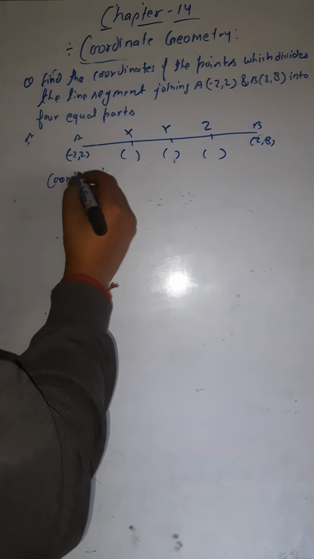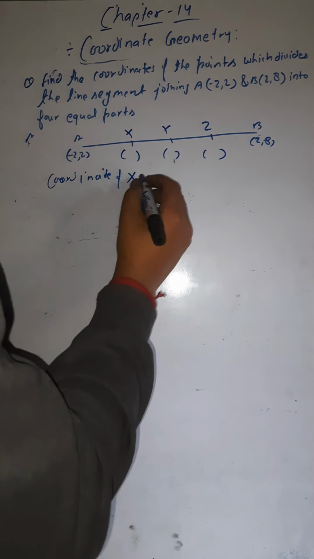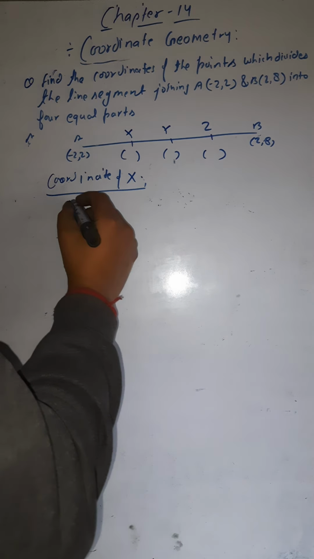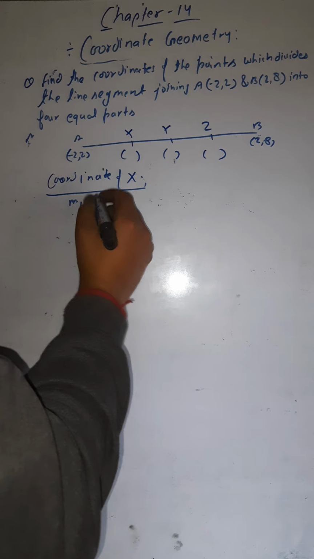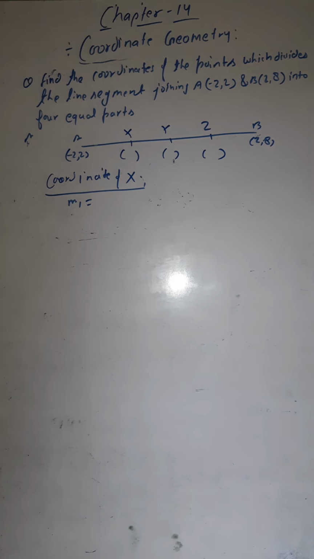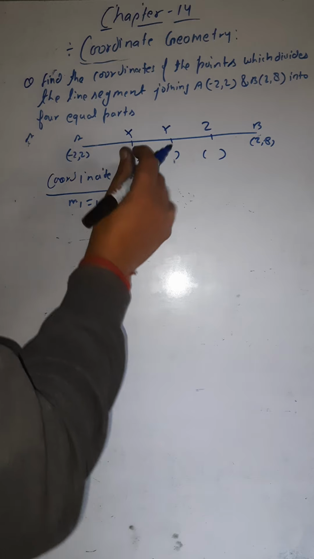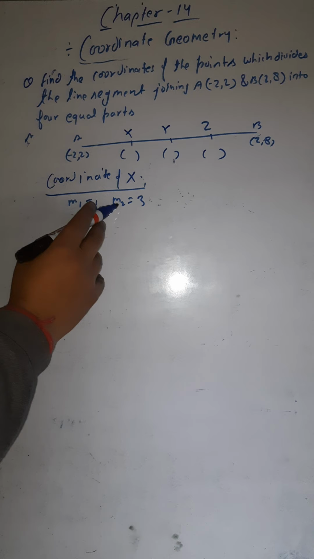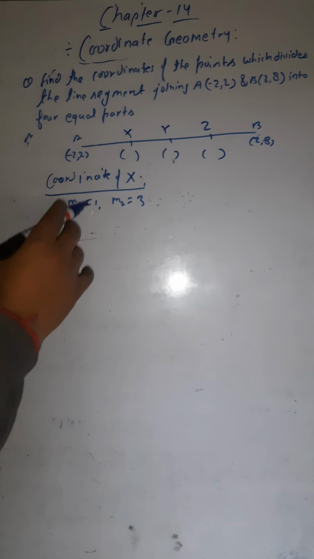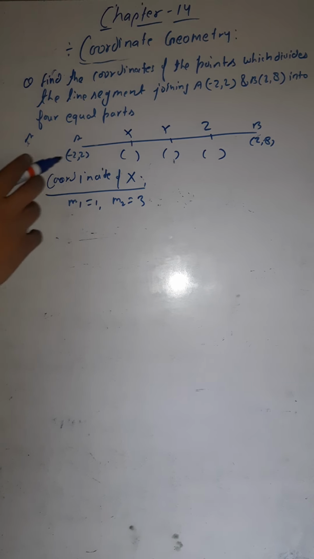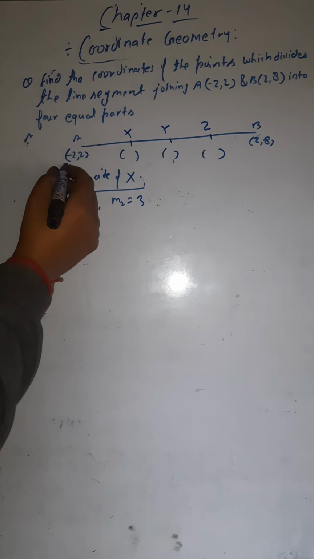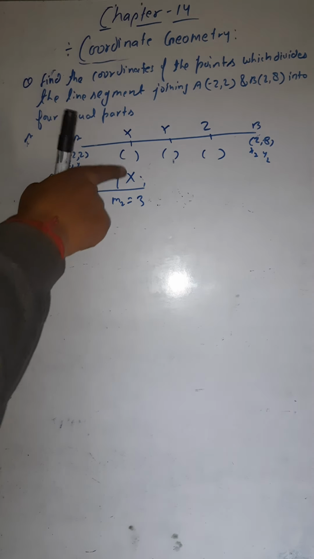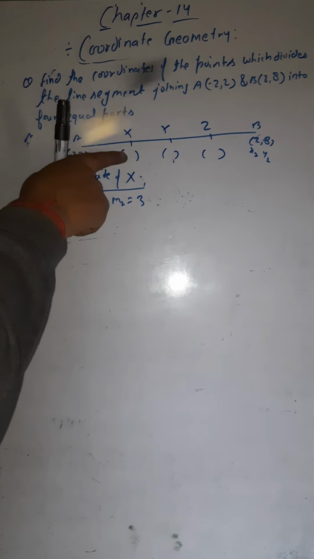Coordinates of X you have to find out. For finding the coordinates of X, m1 is one part and m2 would be 3 parts. So m1 ratio m2 means 1 ratio 3, so m1 by m2 is 1 by 3. These are m1 and m2, and x1, y1, x2, y2 will remain the same. So this would be x1, y1 and x2, y2. You have to find the coordinates of X, meaning the values of x and y.